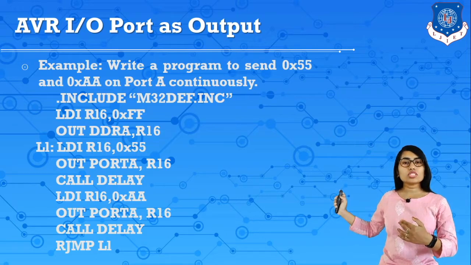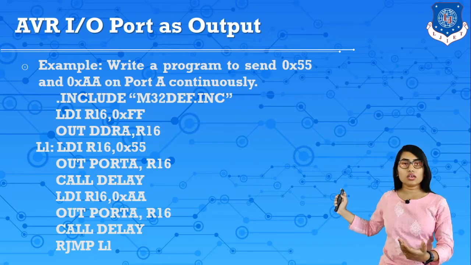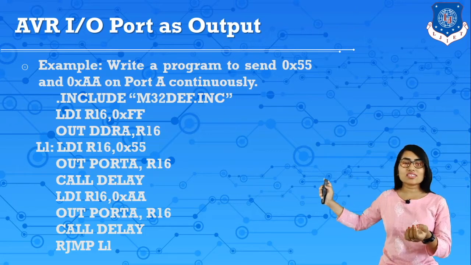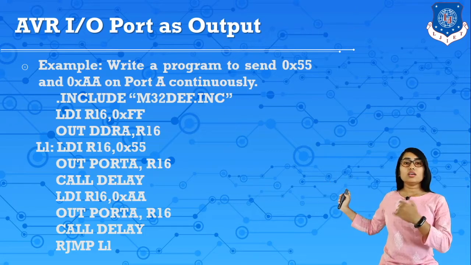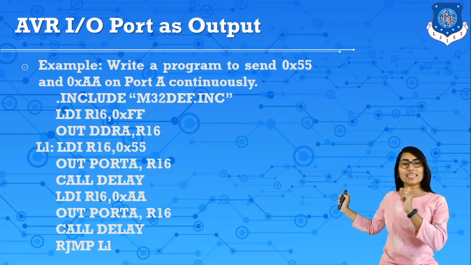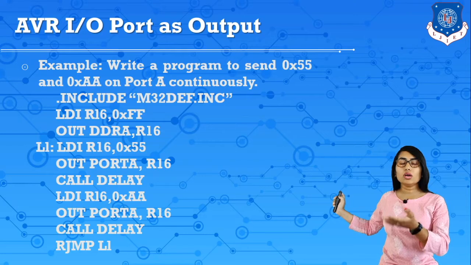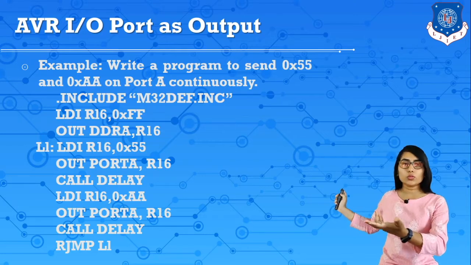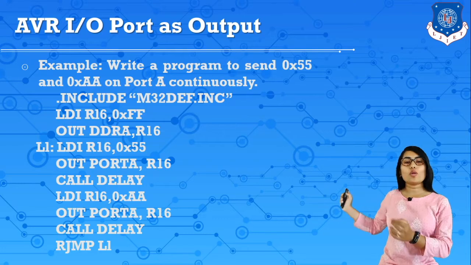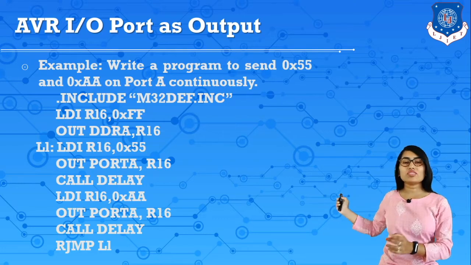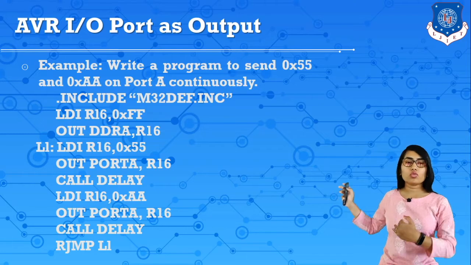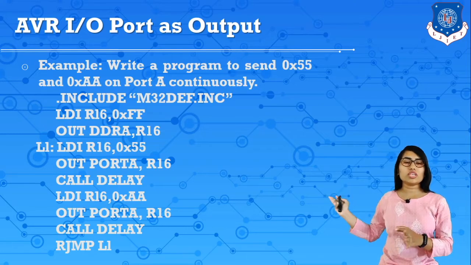Now we want to send data 55 and AA. So first load 0x55 into the R16 register, and then send the data on port A. Here we have to use PORTA, because we want to send data at the output side. So we have the instruction out PORTA, R16. In R16 we have 0x55, so here port A equals 55. Now here we have a call to delay, so we have some delay.